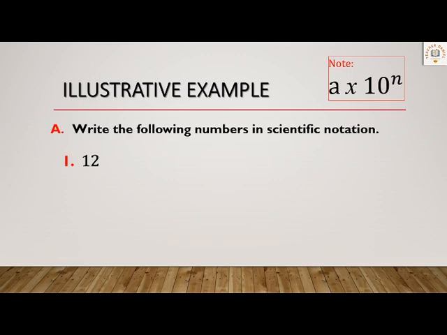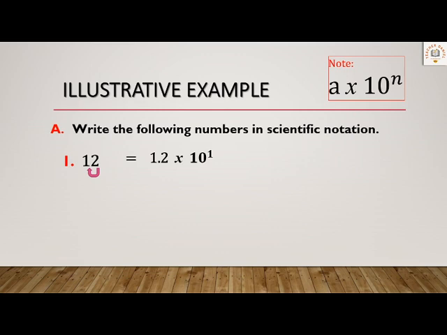So first, identify natin nasaan ang decimal point ng 12. Since whole number yan, makikita natin ang decimal point niyan sa lower left ng 2. So, nandito ang kanyang decimal point. Okay? So, move natin yung decimal point ng 12 once going to the left. Yan. So, yung decimal point niya mapupunta na dito sa gitna ng 1 at 2. So, that's 1.2. That is our A. Okay? Then, just write times 10. So, what is our exponent? Our exponent is 1. So, the answer is 1.2 times 10 raised to positive 1.